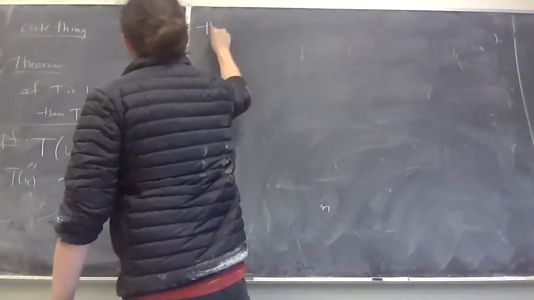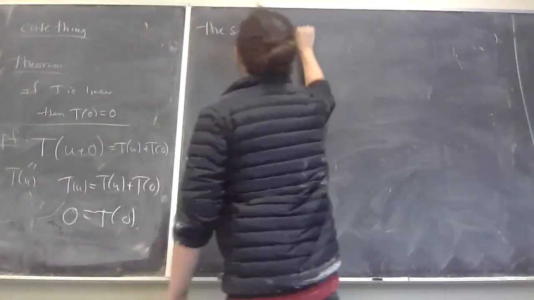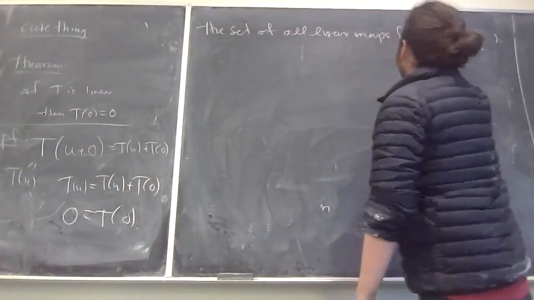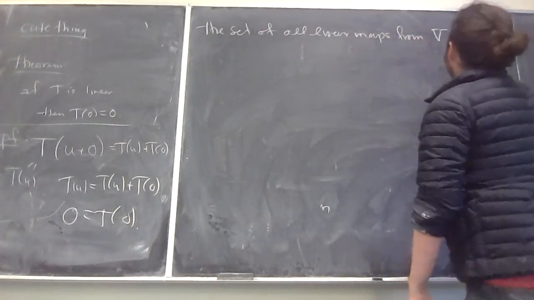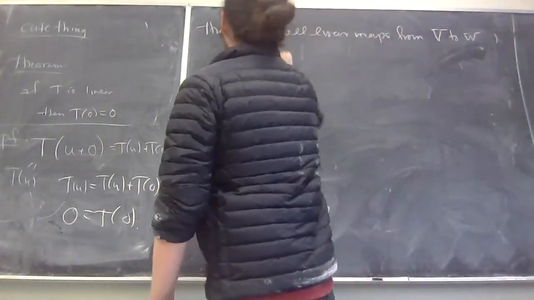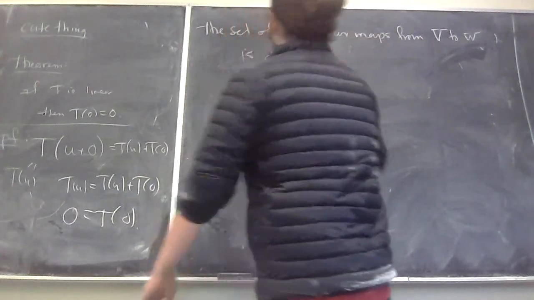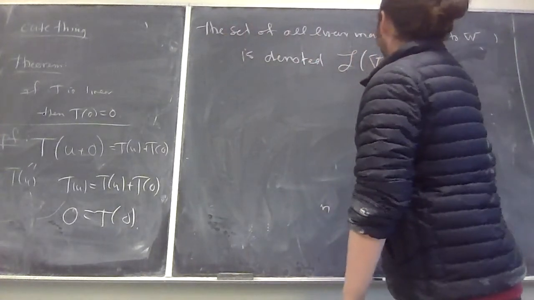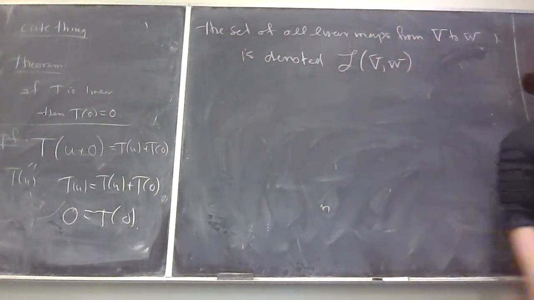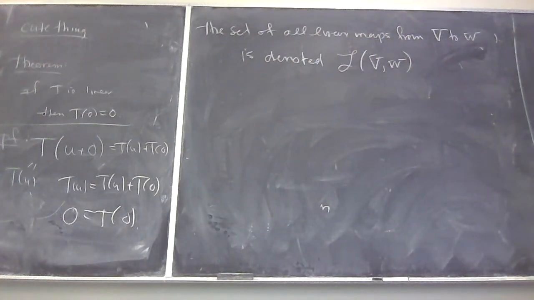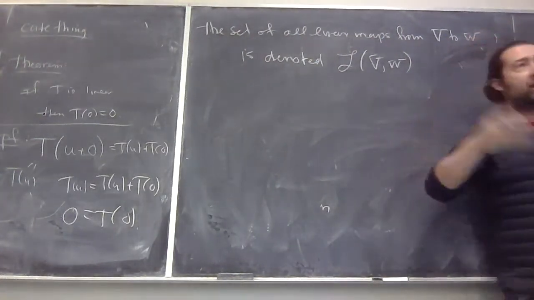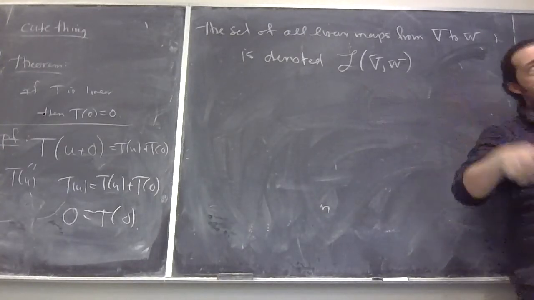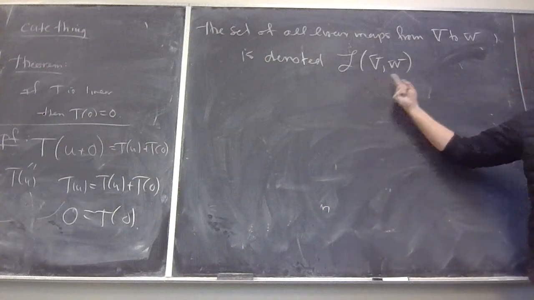So the set of all linear maps from V to W is denoted, so here you can start using fancy letters, L of V, W. When I talk about L of V, W, I mean the set of every possible linear map. It's like a family of functions, right? A set of functions. It's all the functions that are linear and have V as the domain and produce outputs in W.